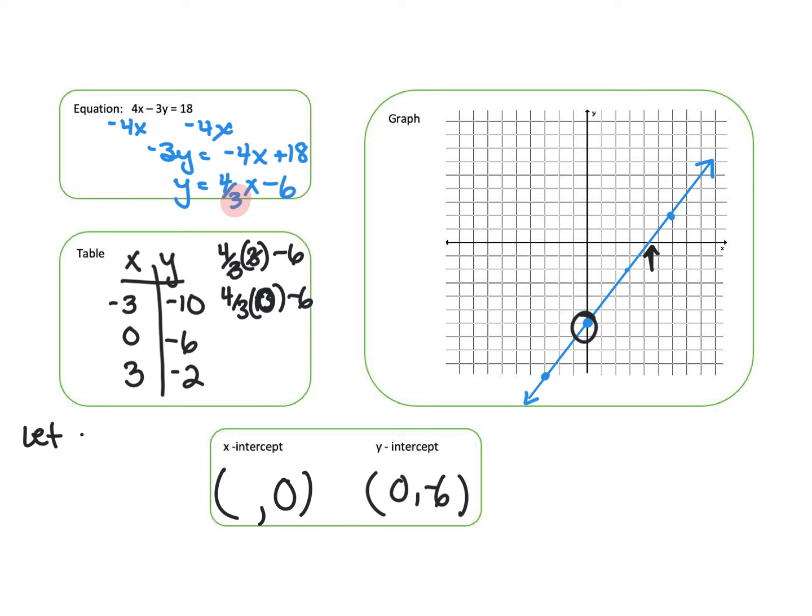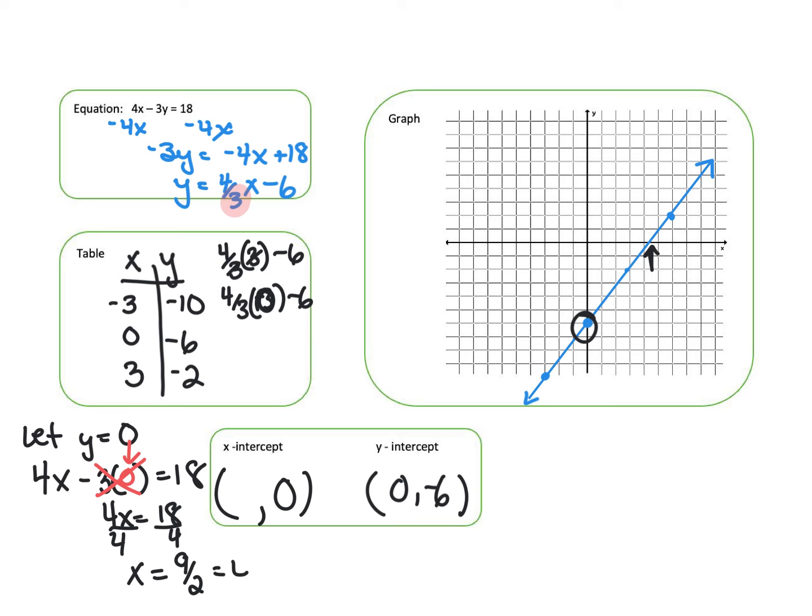Over here, I'm going to let y be 0, and I'm going to do this algebraically. I'm going to take my original equation, 4x minus 3y equals 18, and plug in 0 for my y, which means this right here would be 0, and I'd have just 4x equals 18. To solve that, I would divide by 4, and I get x equals 18 over 4, which is 9 over 2, or 4.5 if you like it best in a decimal format. So I can see, yep, that's crossing at 4.5, 0.